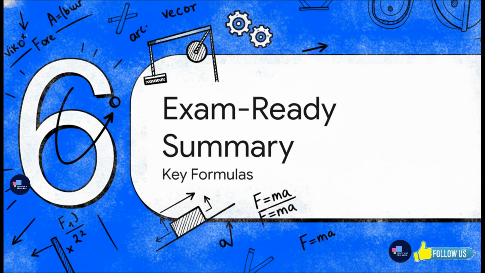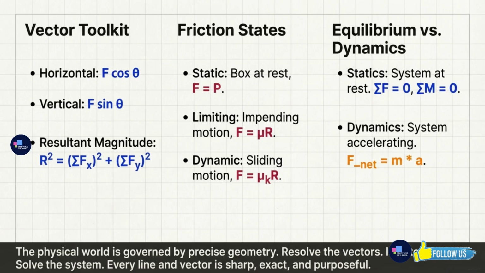Whew, that was a lot to take in, I know. So let's put all the most important bits onto one single page for you. This is your exam-ready summary. And here it is. Think of it like this. Column 1, these are your fundamental tools for splitting up vectors. Column 2, this is your knowledge of friction, knowing which of the three states you're in. And column 3, this is the big decision you have to make for every single problem.